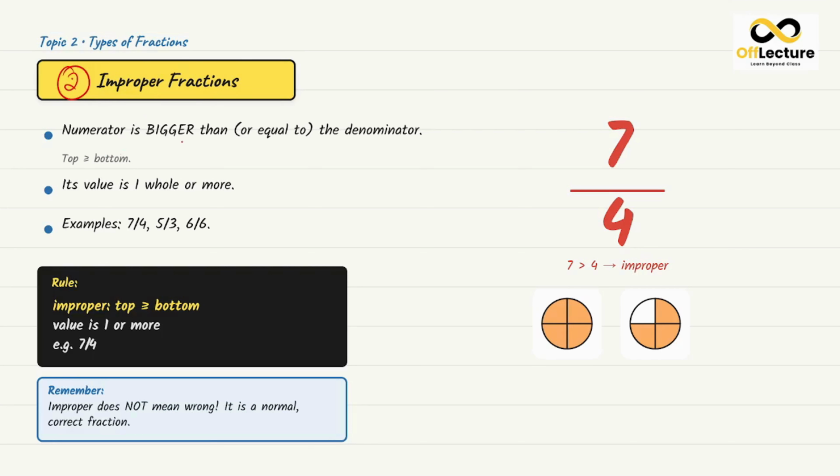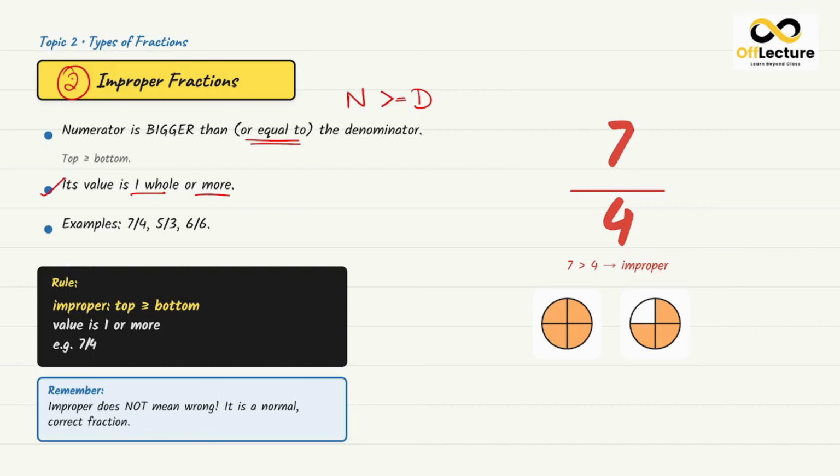Here the numerator will be bigger than or equal to the denominator. That is, numerator will be greater than or equal to denominator. Then it will be known as an improper fraction. And it can have the value 1 or more than 1. Okay, it can have the value 1 whole or more. You will ask why? Why can it have more than 1 or 1 whole?